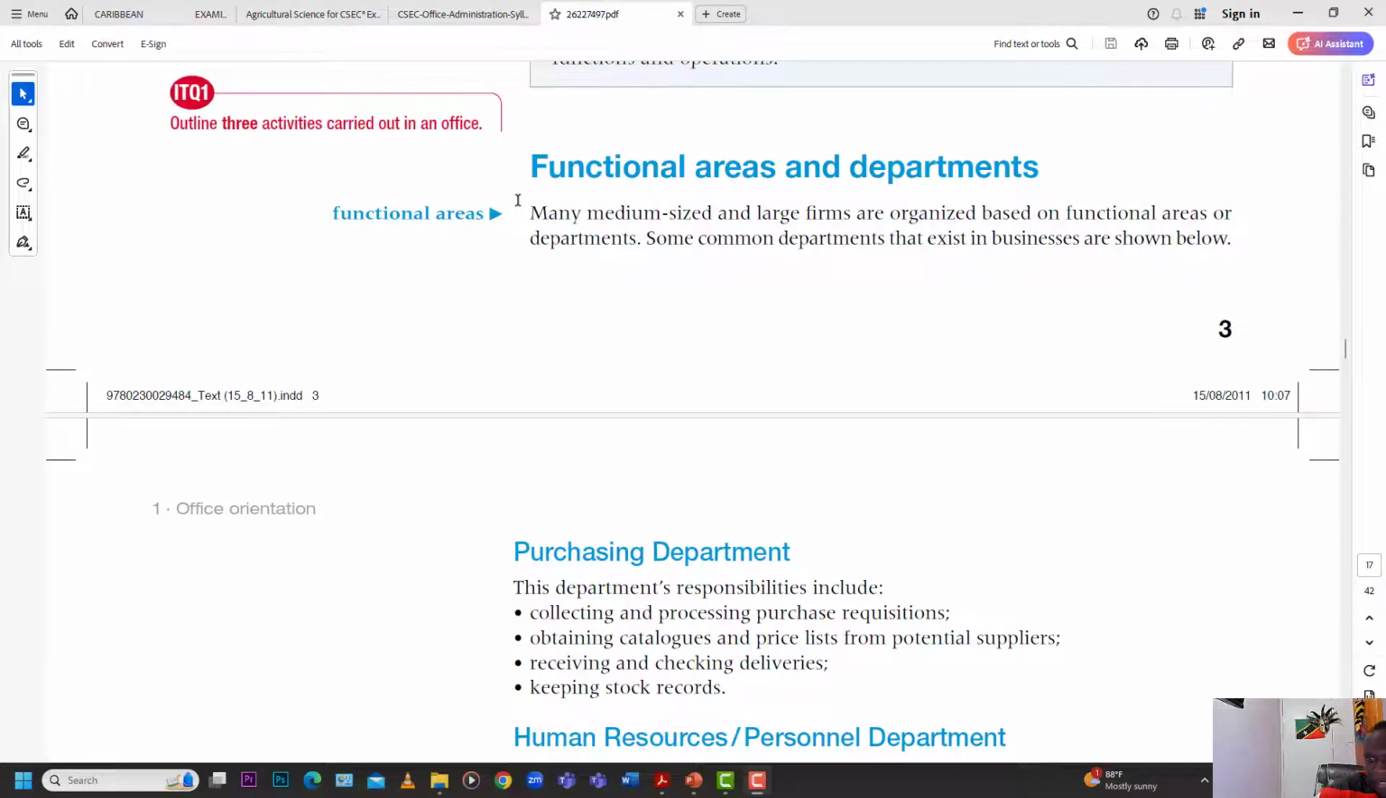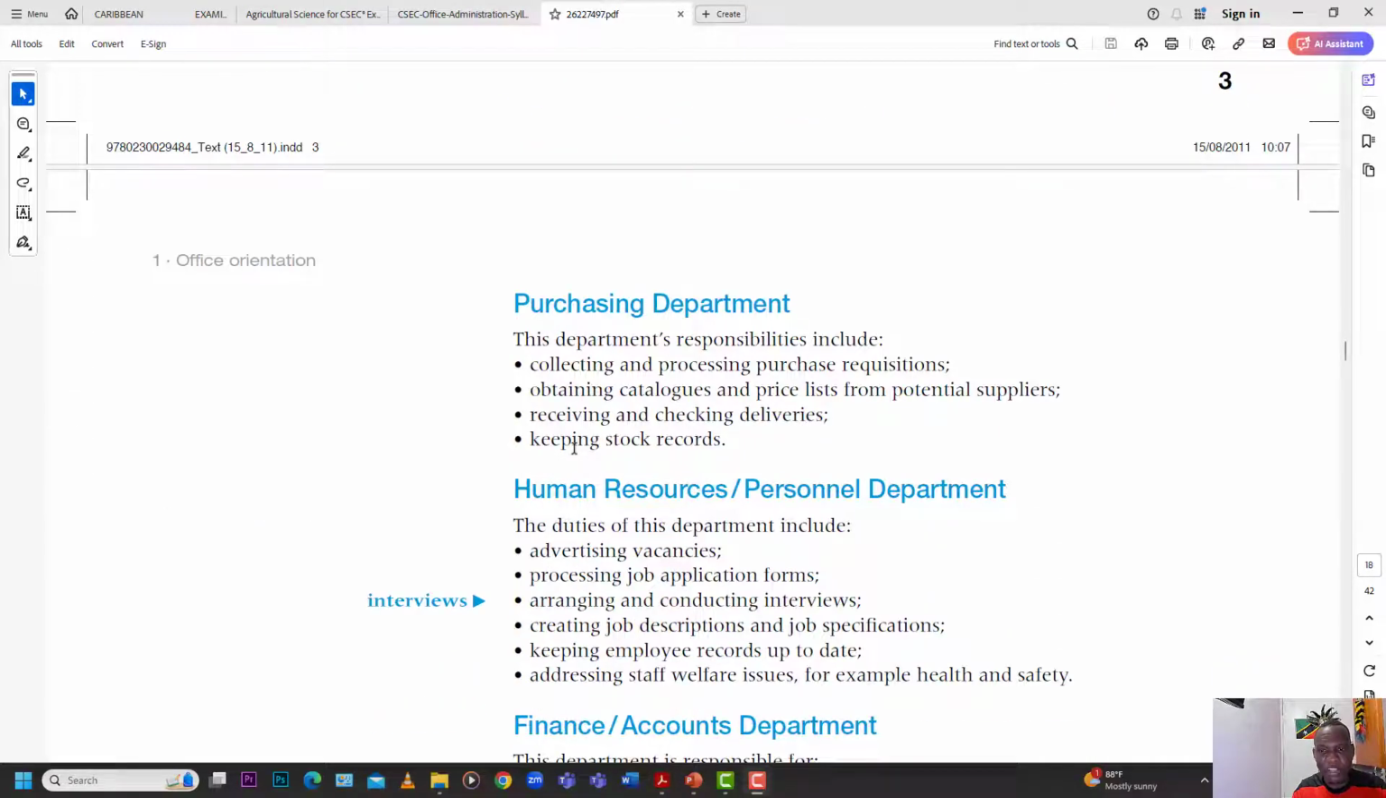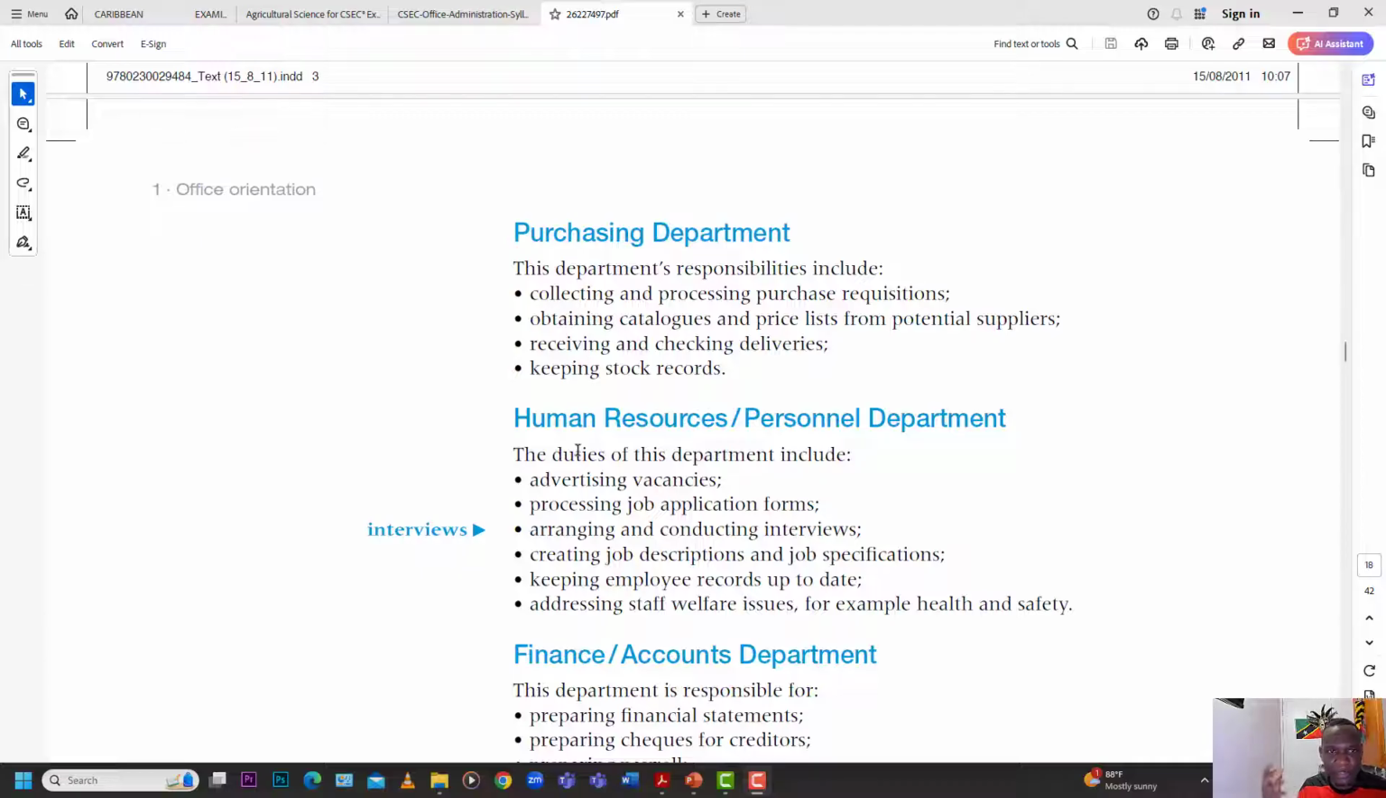Okay, so we're going to look at the functional areas and departments, and then we'll stop for this video. So the functional areas and departments. If you did POB, you know that there are some key functional areas of a business, right? Many medium-sized and large firms are organized based on functional areas or departments. Some common departments that exist in businesses are shown below. These are just an introduction, so you get familiar with these things.